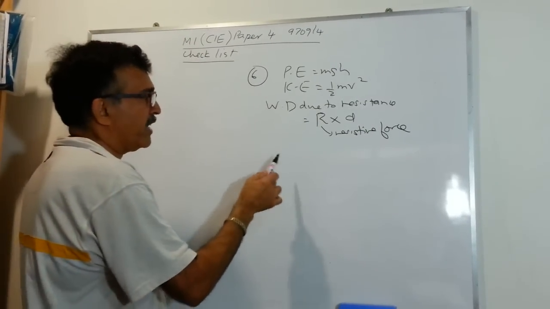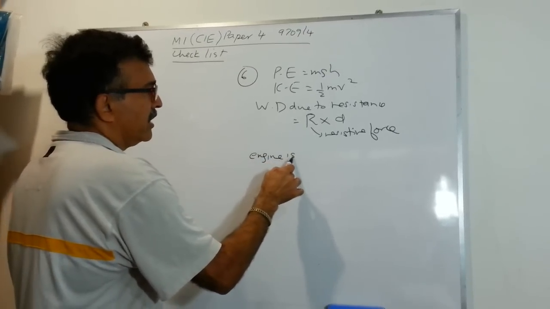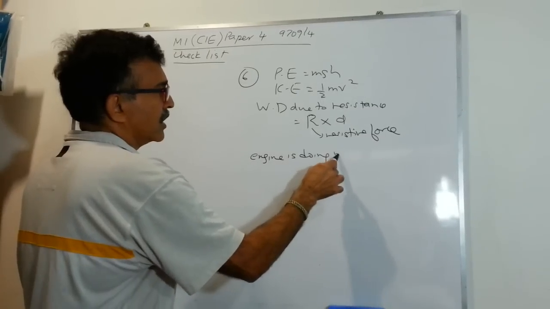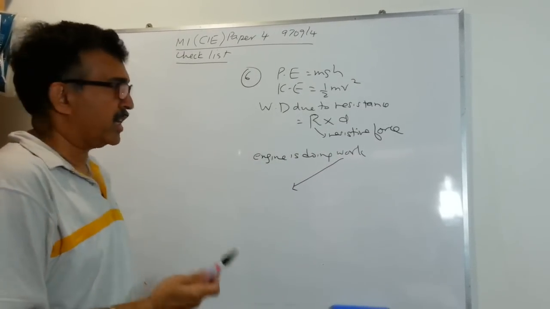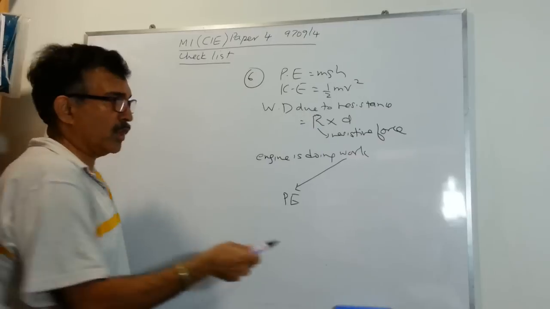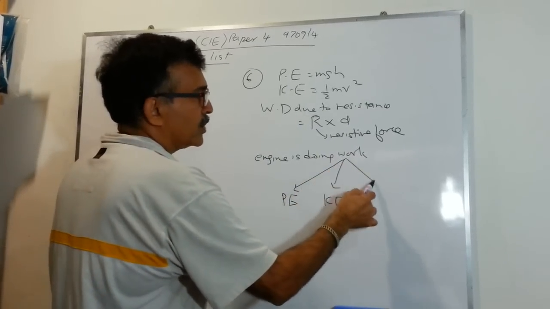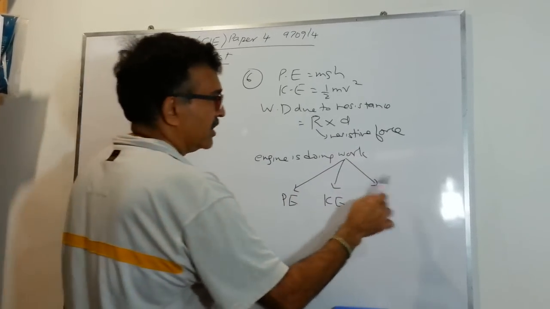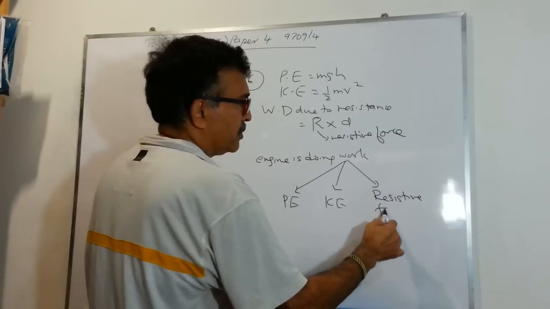So many times you're going to have, let's say, an engine doing work. When an engine does work, it's going to be seen as an increase in potential energy. It's going to be seen as an increase in kinetic energy, and some of it is going to be used to overcome resistive forces. So please be careful about these things.